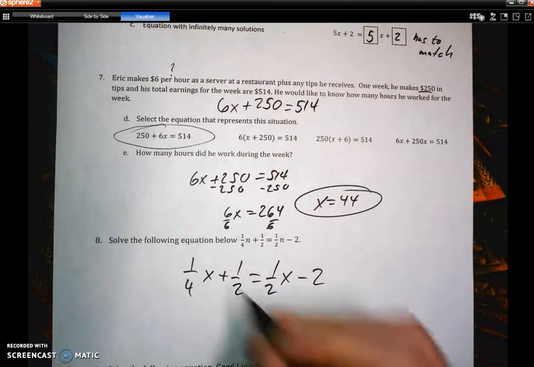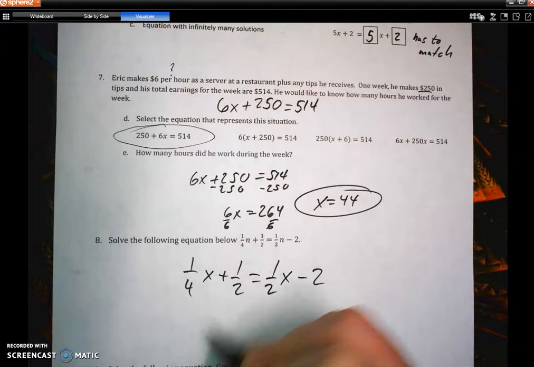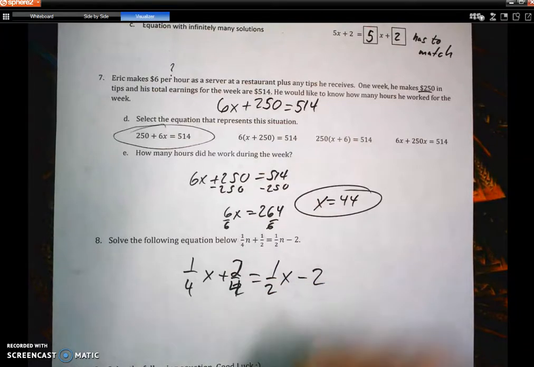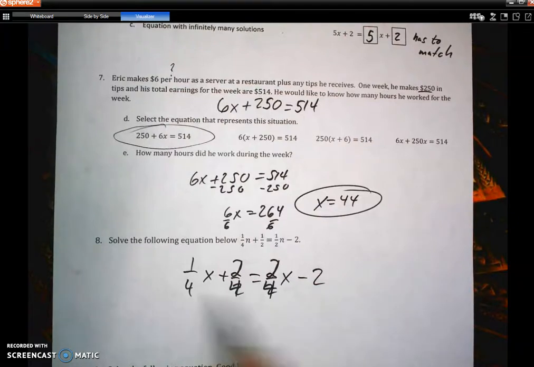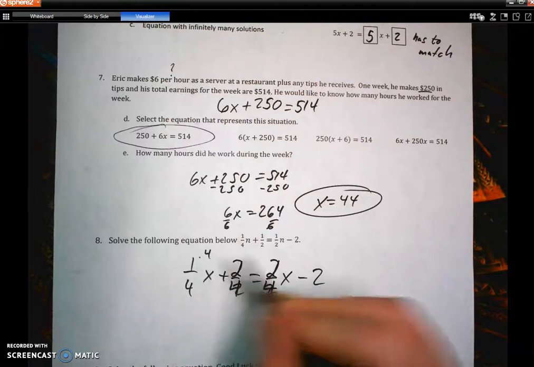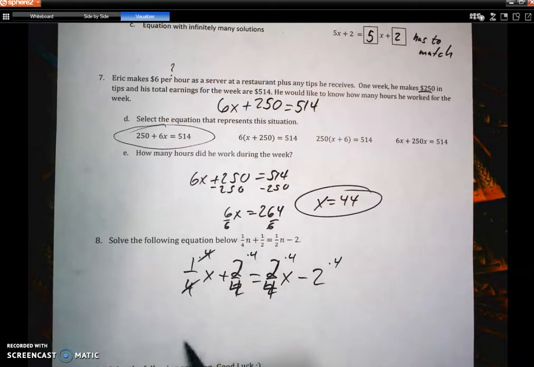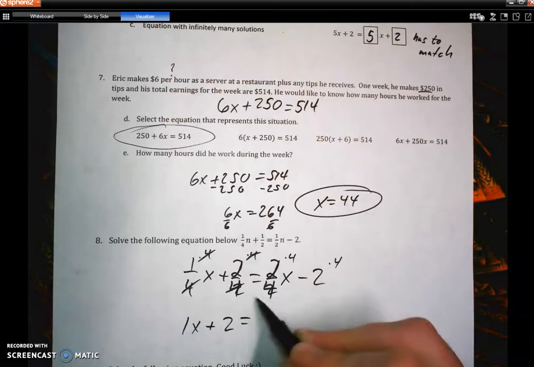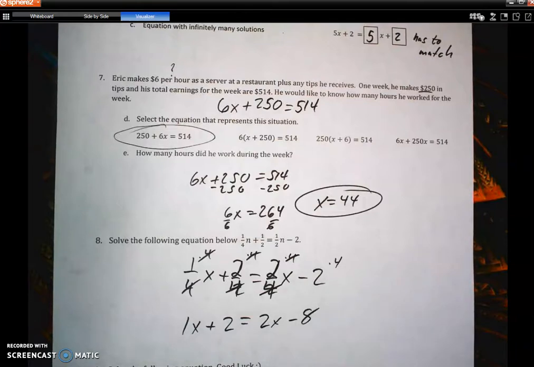You know what? I think actually I'm going to. That actually sounds a little easier. So I'm going to make this have a common denominator of 4. 1/2 is the same as 2/4. 1/2 is the same as 2/4. Now we have a common denominator. I can now make everything 4 times bigger by timesing everything by 4. These 4's cancel out. 1x remains. These 4's cancel out plus 2. These 4's cancel out. 2x minus 2 times 4, which is 8.